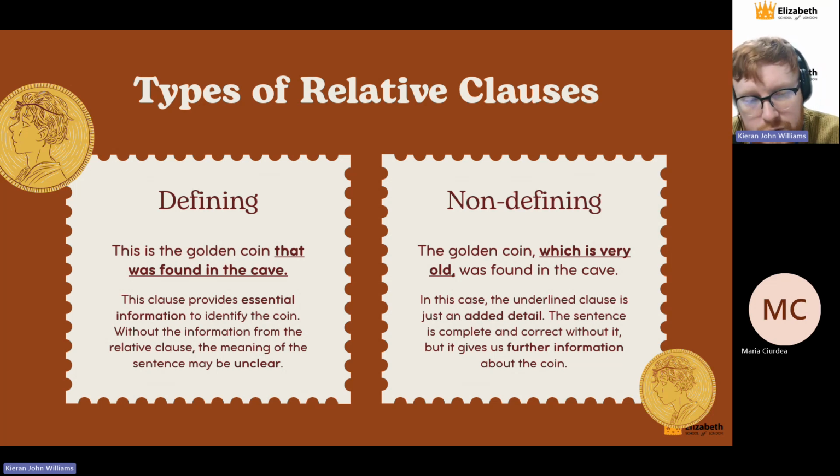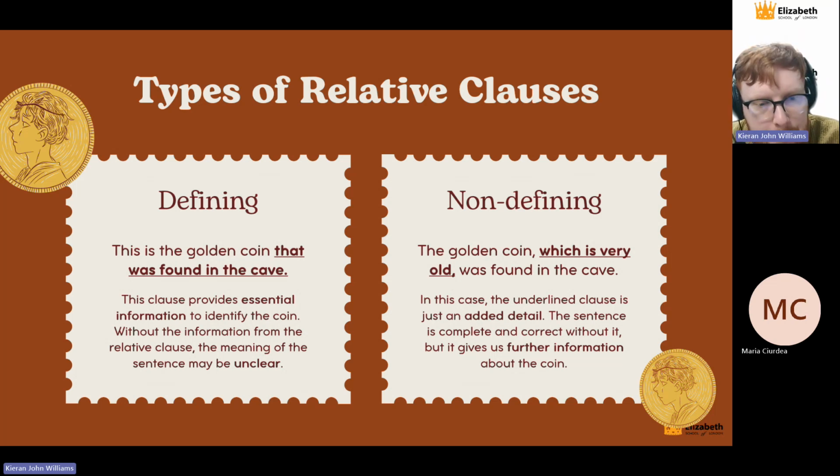The opposite is, as you can imagine, a non-defining relative clause. Okay, so this is when the relative clause gives some information, but this information is not essential to the sentence. It gives some extra detail, some added detail, but if you remove it from the sentence, it still has some logic. So if we remove it here, we will see that the sentence is the golden coin was found in the cave. That has a full sense, a full idea, but we can just add in the relative clause to give some extra information.